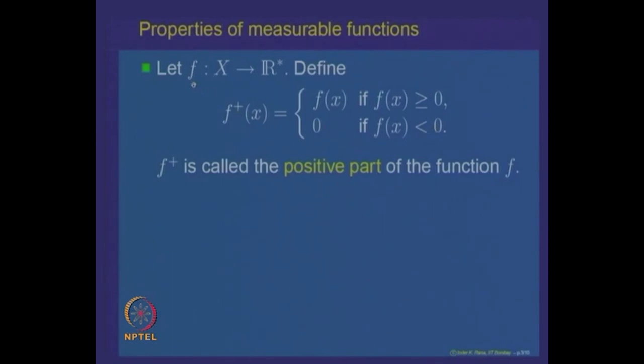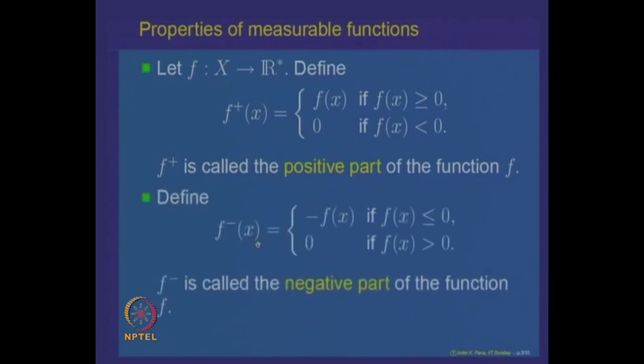Essentially, what we are saying is look at the graph of the function f of x. As long as the graph remains above the x axis, keep the function as it is. So, f of x is kept as it is if f of x is bigger than or equal to 0, and as soon as the graph goes below the x axis, we define its value to be equal to 0. So, this is called the positive part of the function. Note that for any function f, the positive part is again a function on the space X, but it takes only non-negative values.